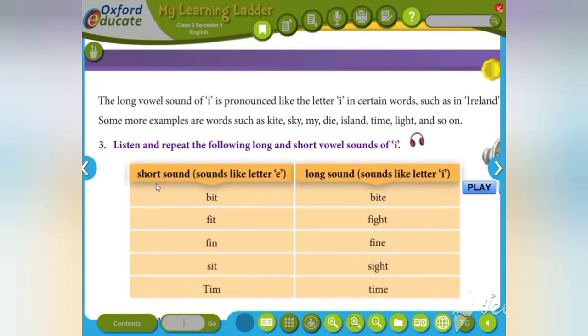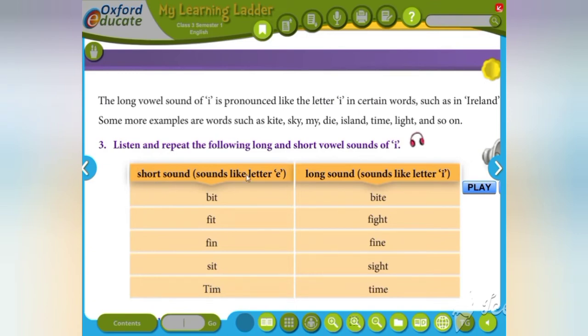Kite, sky, my, die, island, time, light. We are pronouncing it as I, right? So we are using the I sound for I. If we are using the I sound for the letter I, then it is a long vowel sound. And if you are using the E sound for the letter I, then it is a short vowel sound.